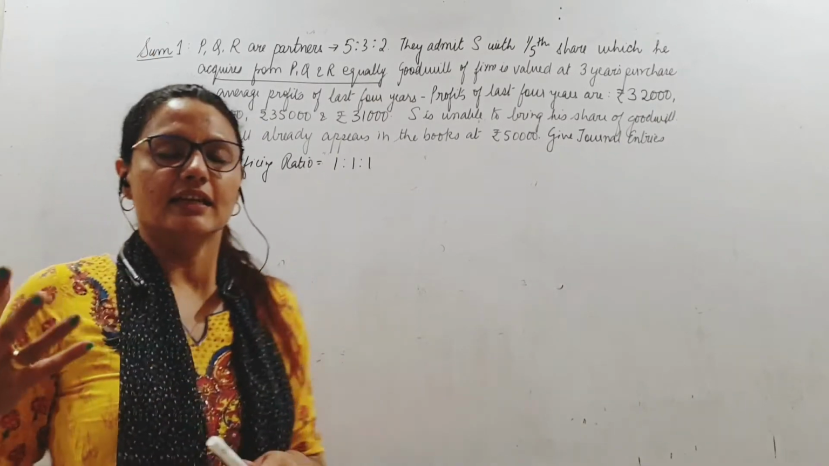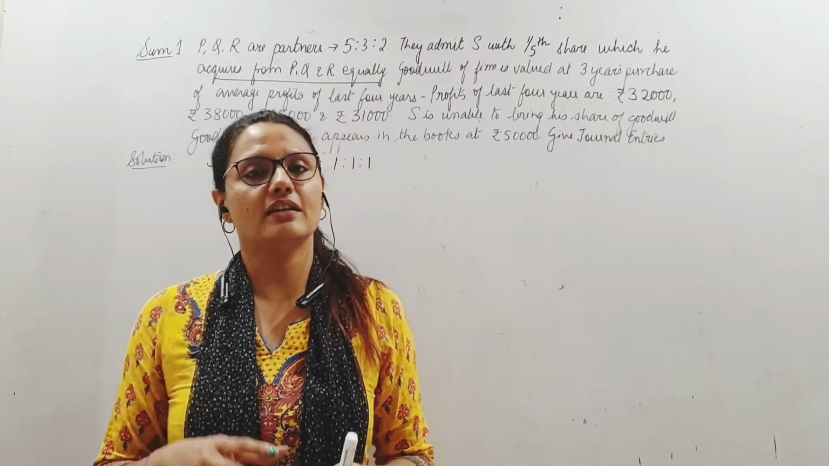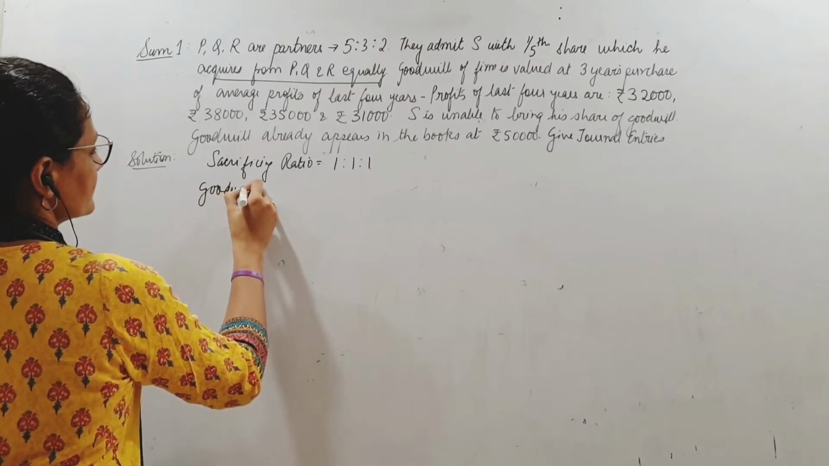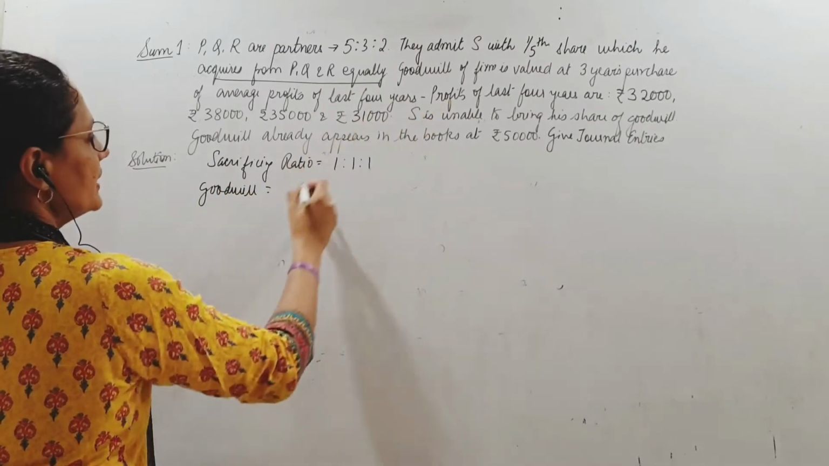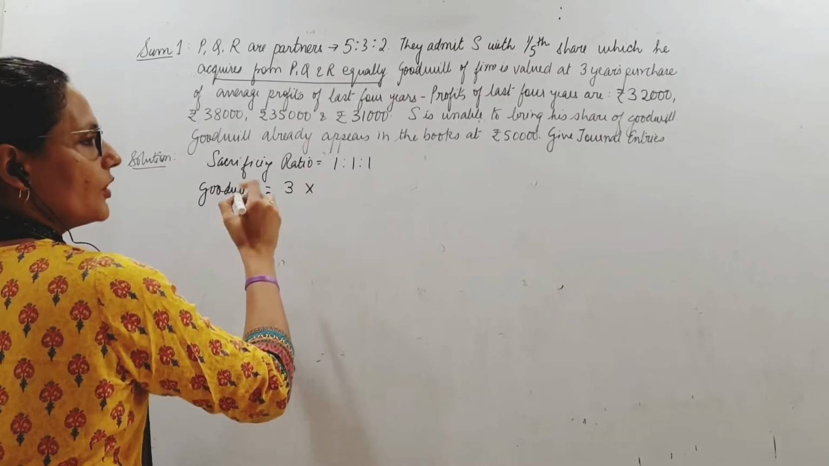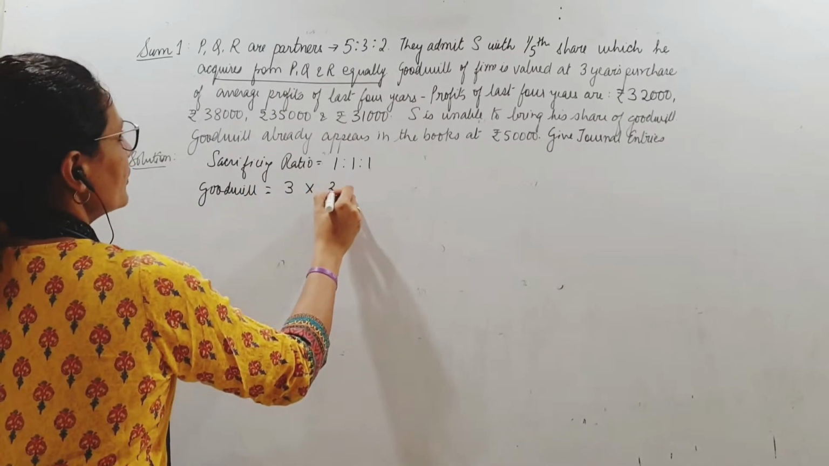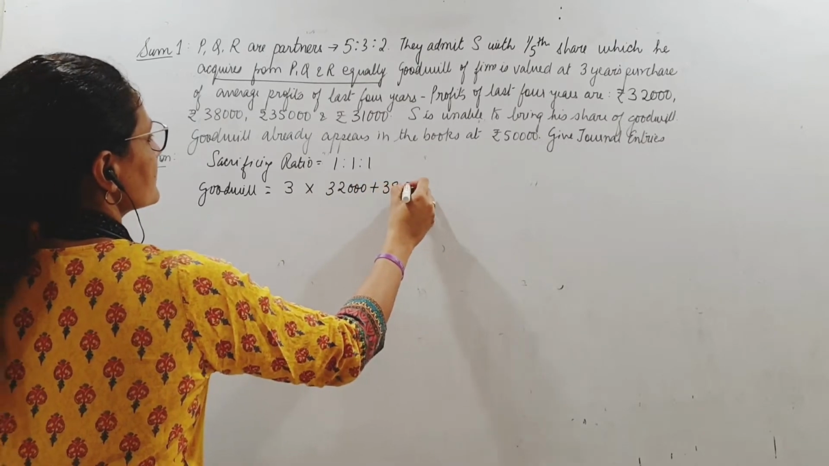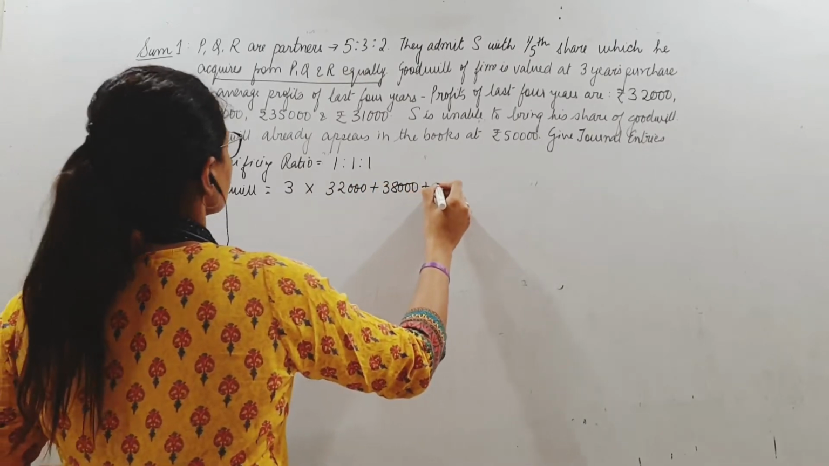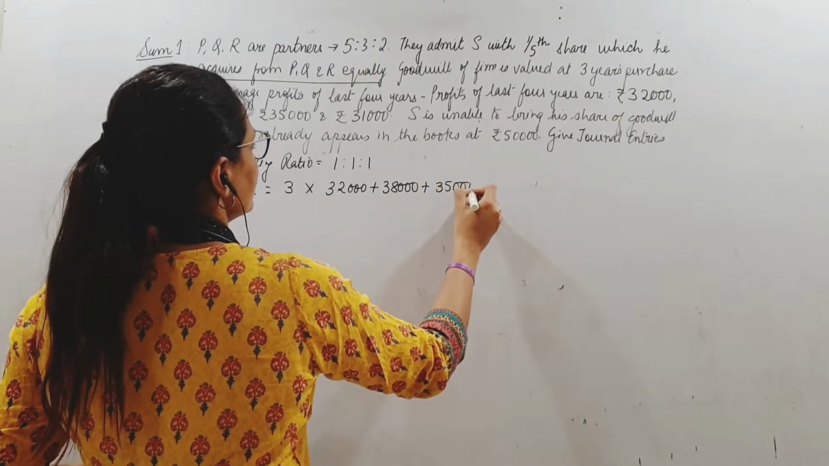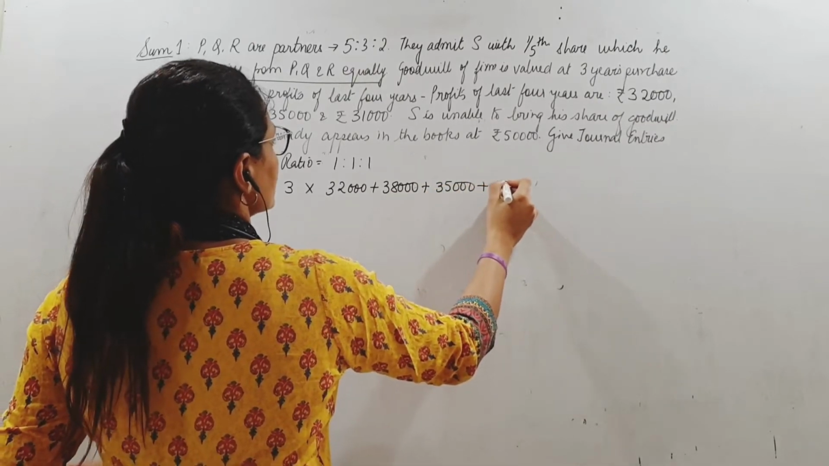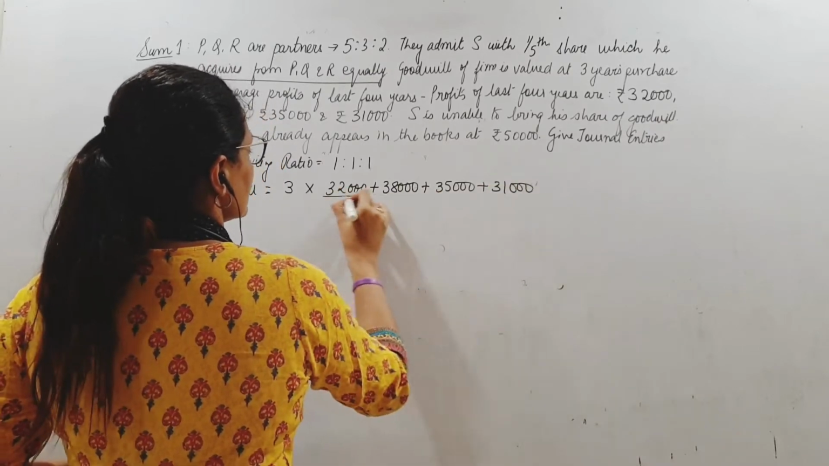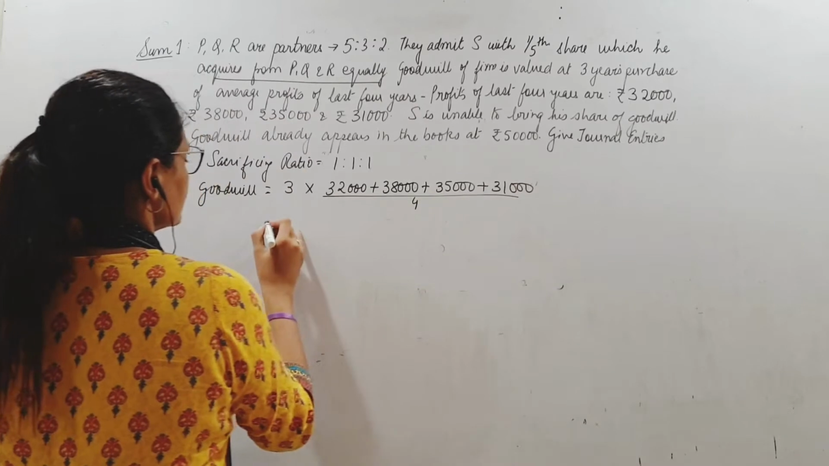So you see that goodwill valuation is incorporated along with admission. So we will find goodwill at 3 years purchase of average profit. Average profit of last 4 years: 70, 105, 106, 136. This is 136 divided by 4.